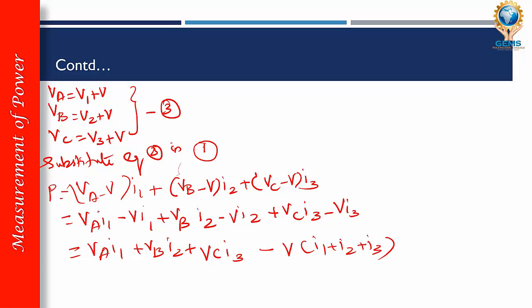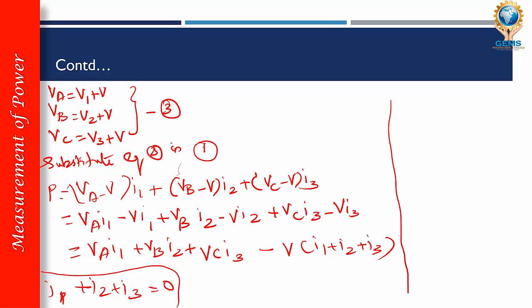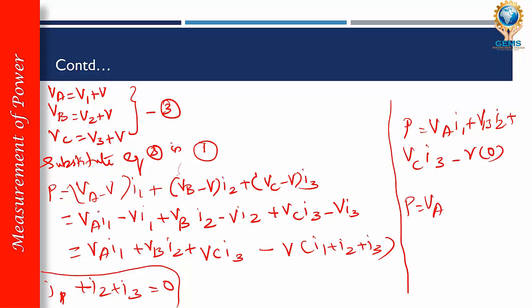According to Kirchhoff's current law, I1 plus I2 plus I3 is equal to 0 in a closed network. Now substitute this in the previous equation. So what do I get? P is equal to VA I1 plus VB I2 plus VC I3 minus V into 0. So P is nothing but VA I1 plus VB I2 plus VC I3. I take this as equation 5.